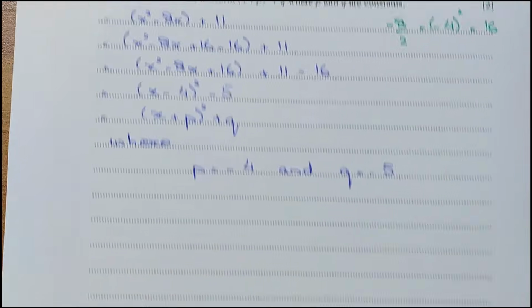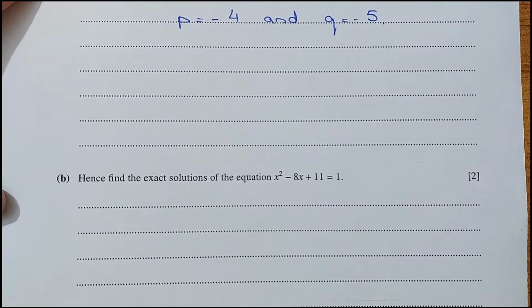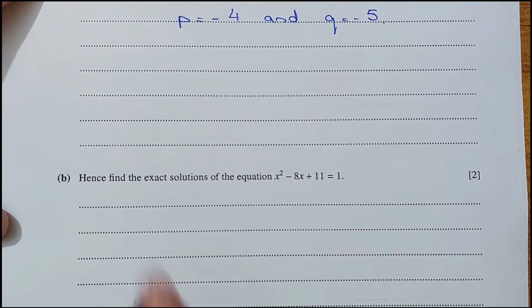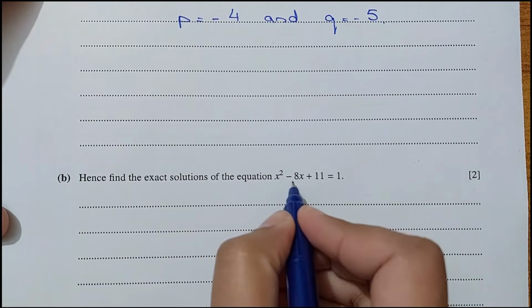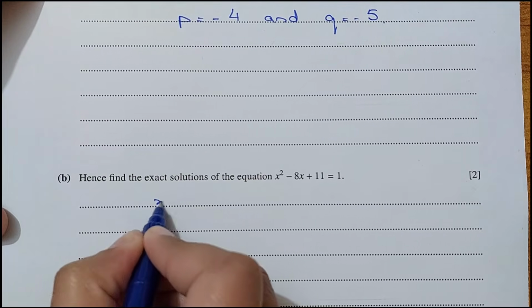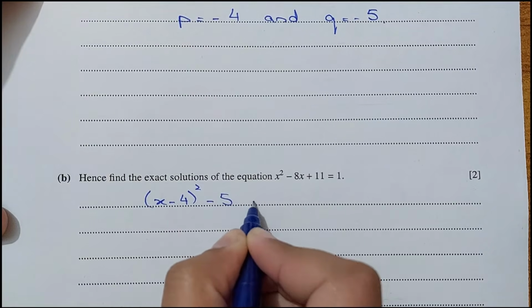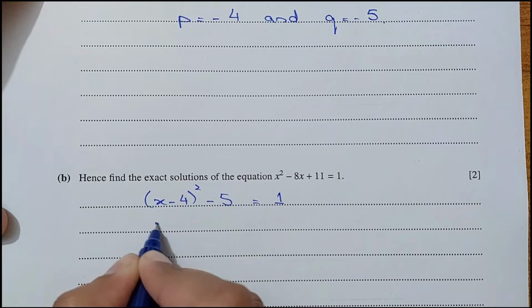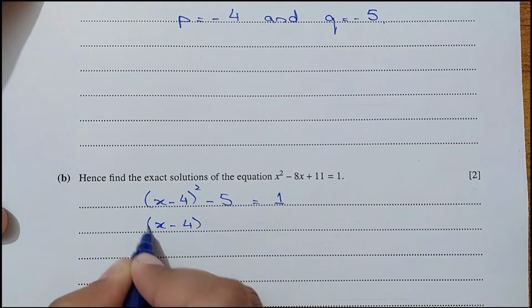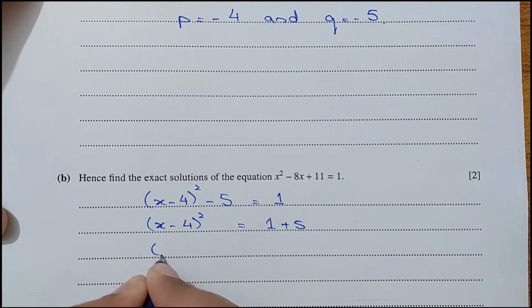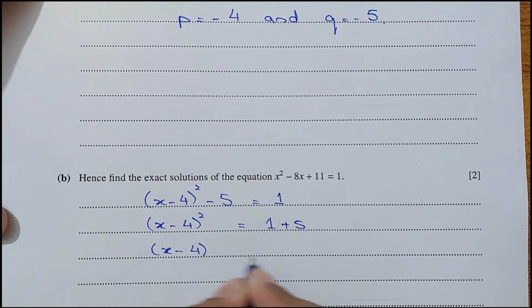Right. Now moving to part B: hence find the exact solution of the equation, putting this quadratic equal to 1. So (x minus 4) whole squared minus 5 equals 1. We have (x minus 4) whole squared equals 1 plus 5, which equals 6. (x minus 4) whole squared equals 6.